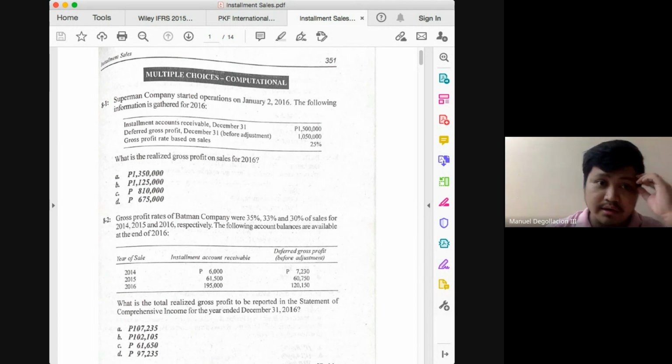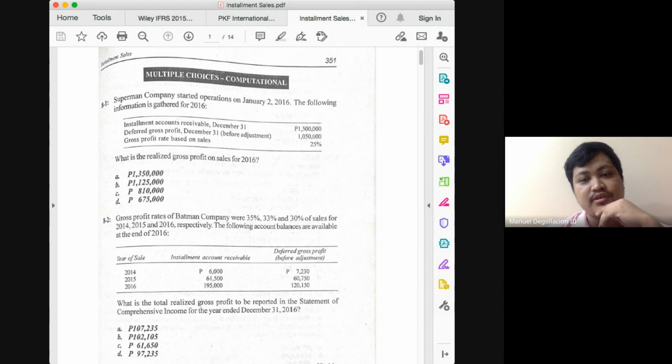So basically, what's important here is that you know what the DGP before adjustment represents. The DGP before adjustment represents the amount of your markup or your unrealized profit before deducting the realized gross profit for the year. Once you have deducted the realized gross profit for the year from the unadjusted DGP, that's going to give you your DGPN. Theoretically, your DGPN should simply represent the markup on your ending installment receivable. So we already have our unadjusted DGP. We just need our adjusted DGP, or our DGPN, so that we will know how much is our RGP.